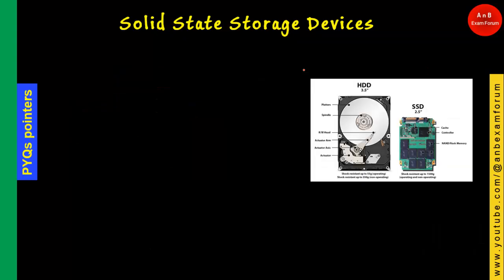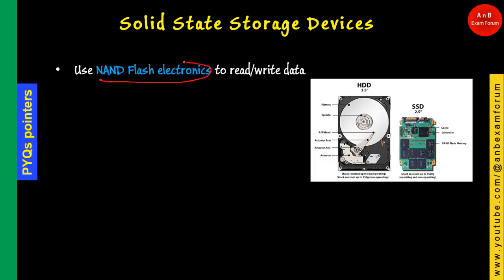Coming to the next one, the solid state storage device. Instead of magnetism, this type of storage device uses NAND flash electronics. NAND is one circuit in electronics which is used to read and write the data. If you compare HDD and SSD, it becomes very small in size, and NAND flash memory is there, controllers and cache are also there. So the size got reduced and the cost also got reduced. So it becomes fast, compact and durable.